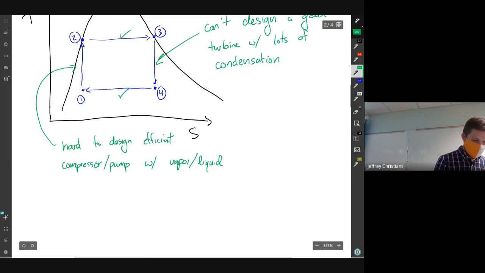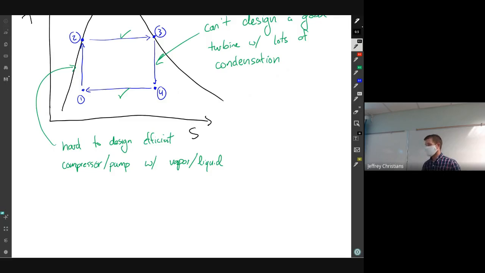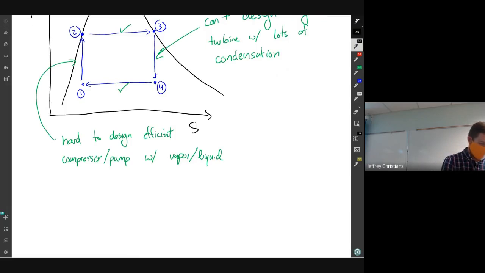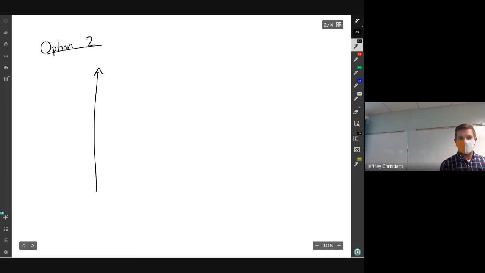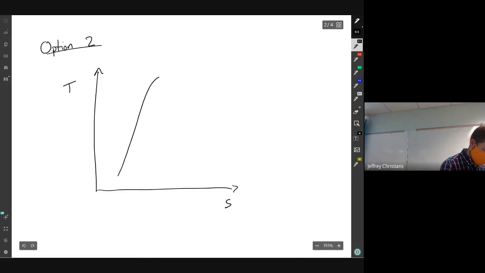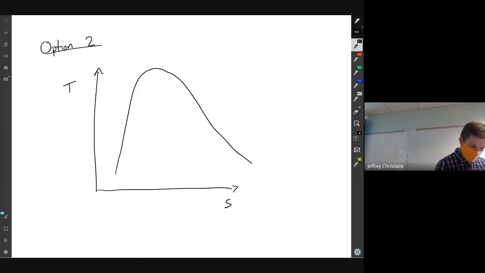So you say, why don't we change our system a little bit so we don't have vapors and liquids? Why don't we do something like this? Option 2. We still want to make Carnot or something close to Carnot because that's the best. So why don't we do something like this?